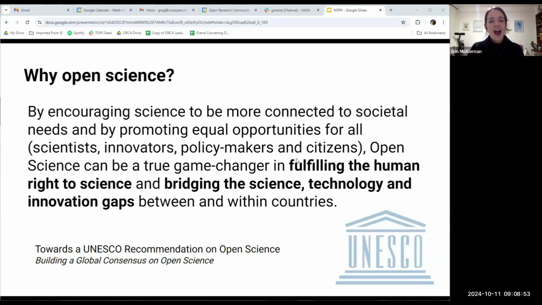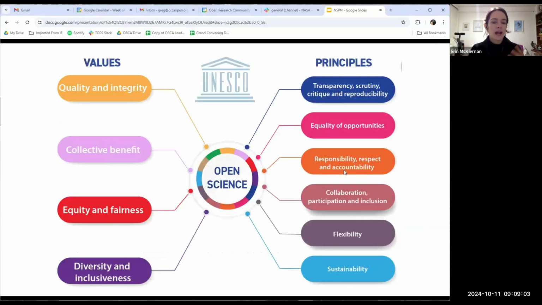And so do we, and bridging those science, technology, and innovation gaps that we're seeing both between and within countries. And if we go to the next slide, we can see how UNESCO has outlined this. They were really intentional about saying open science is driven by a set of values and principles. And some of those values include quality and integrity of the work.